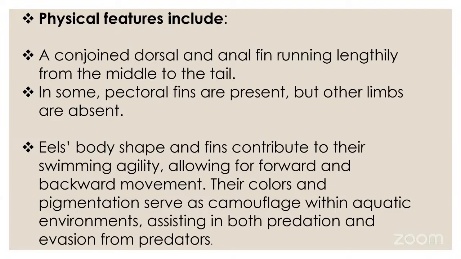The physical features include a conjoined dorsal and anal fin running lengthwise from the middle to the tail. In some, pectoral fins are present, but other limbs are absent. Eels' body shape and fins contribute to their swimming agility, allowing for forward and backward movement. Their color and pigmentation serve as camouflage within aquatic environments, assisting in both predation and evasion from predators. So, what is the meaning of camouflage?